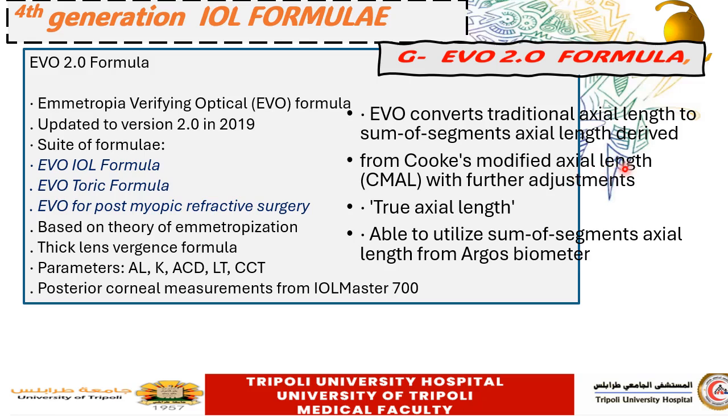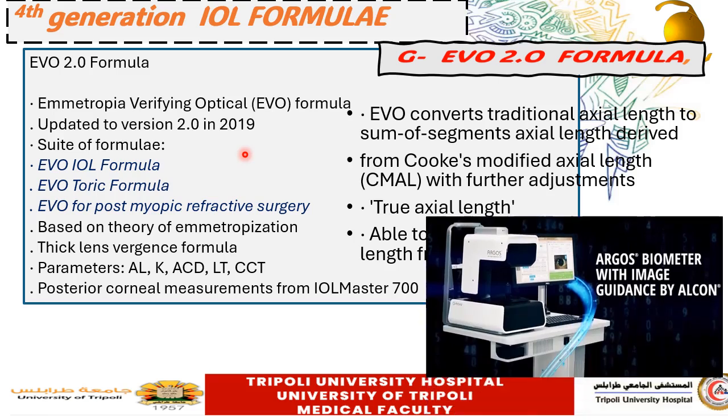So it measures the axial length using the Argos biometer, which is from Alcon. And this segmented axial length measures the axial length in each segment of the eye, that's in the anterior chamber, in the lens, and in the vitreous separately, based on the optical path difference, or the optical path for each segment of the eye. And they claim that this is a more accurate axial length measurement than the traditional axial length measurement. The EVO formula is integrated in the Argos biometer made by Alcon.